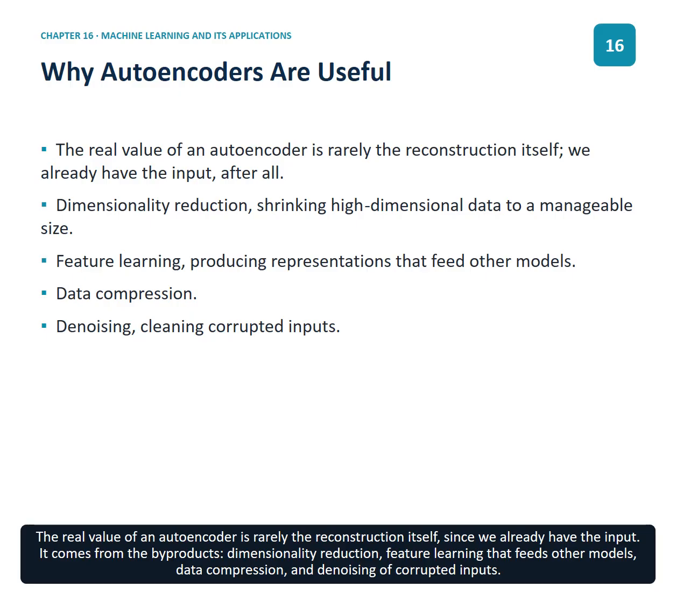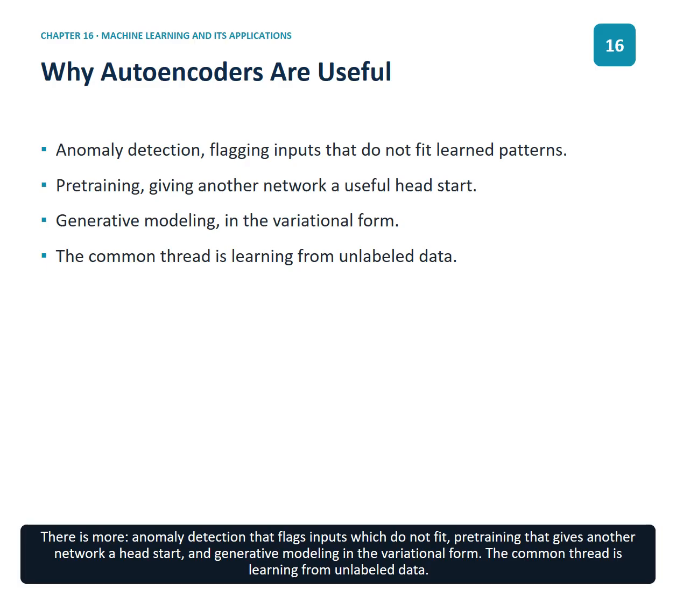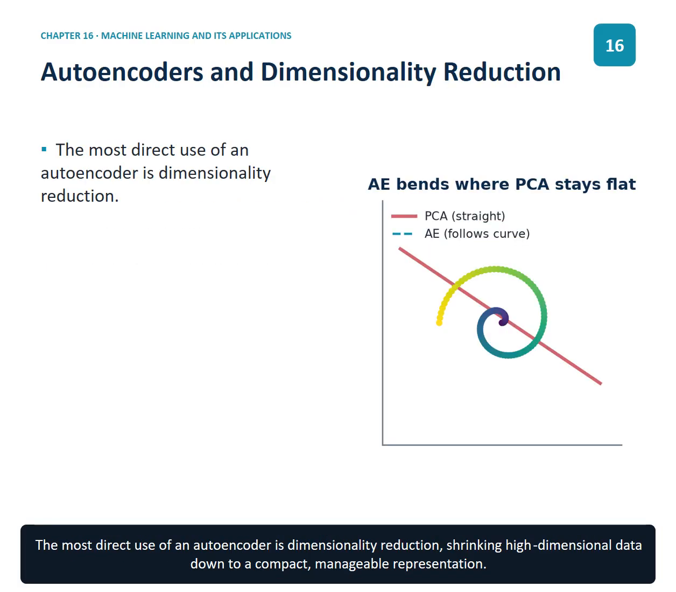The real value of an autoencoder is rarely the reconstruction itself, since we already have the input. It comes from the byproducts: dimensionality reduction, feature learning that feeds other models, data compression, and denoising of corrupted inputs. There is more: anomaly detection that flags inputs which do not fit, pre-training that gives another network a head start, and generative modeling in the variational form. The common thread is learning from unlabeled data. The most direct use of an autoencoder is dimensionality reduction, shrinking high-dimensional data down to a compact, manageable representation.